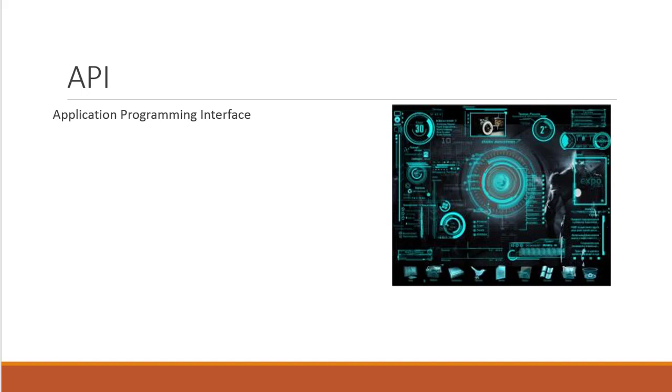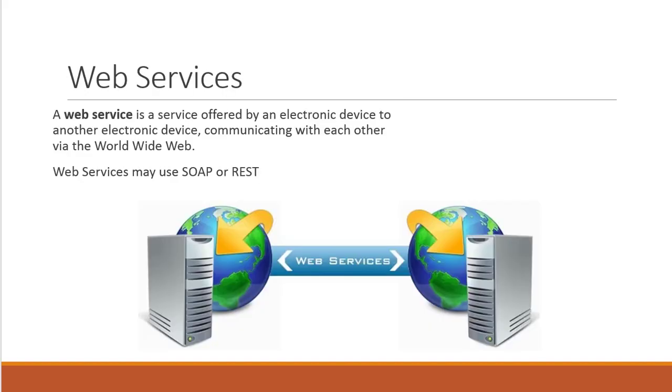So now that leads us into our next topic, web services. Web services is basically a service offered by an electronic device to another electronic device, communicating with each other using some kind of a medium, and in this case the medium is the World Wide Web. That's why they're called web services. These two electronic devices could be computers, could be a laptop and a server, could be a tablet and a server, could be two mobile phones, any electronic device.